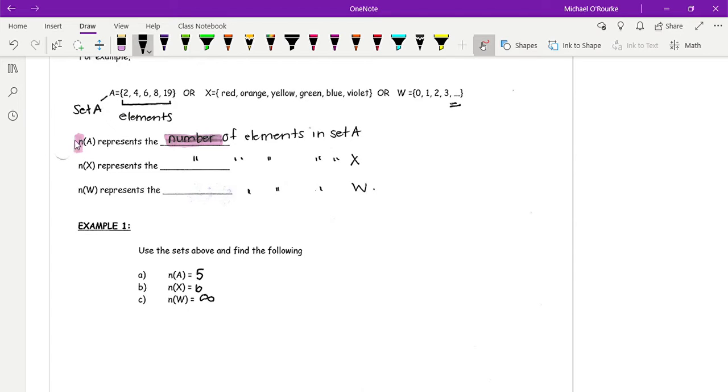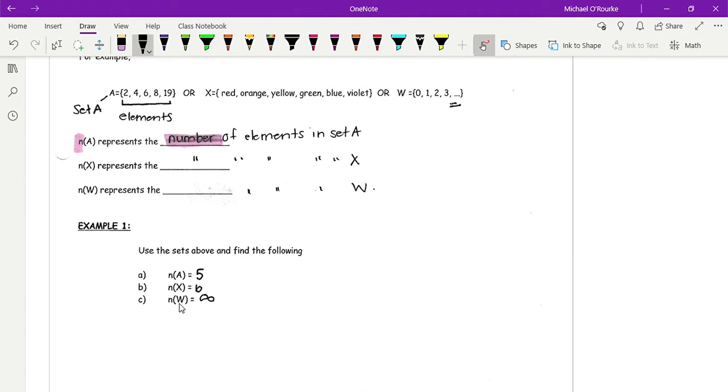So, if we take a look here, set A. And we've done this before. N bracket the letter is the number in the set, correct? We did this last week. So if you take a look at set A, the number of elements in set A is 5, right? The number of elements in set X is 6. 1, 2, 3, 4, 5, 6.